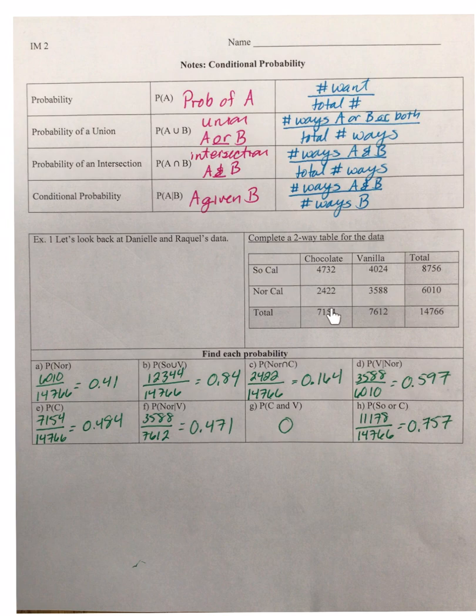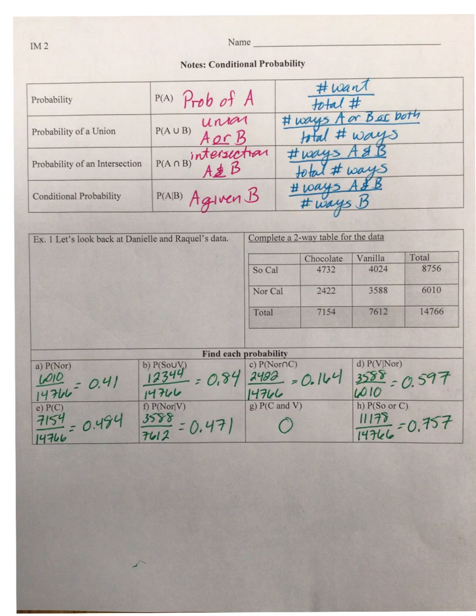So we're going to go back to our chocolate and vanilla versus SoCal and NorCal. So probability of NorCal, that's just basic probability: the number of people in Northern California divided by the total number of people. This is Southern California or vanilla. This means anybody that's in Southern California and/or anybody that chose vanilla. So basically I'm adding these three numbers together, and that gives me the 12,344 out of the entire population.